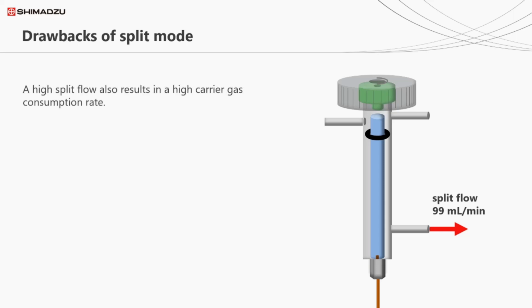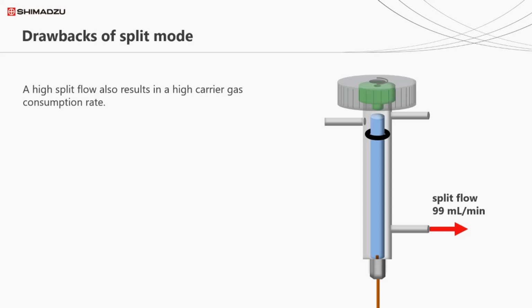Firstly, we've introduced another outlet to our system. It's hard to justify a consumption rate of over 100 mL a minute when only 1% of this is actually making it down the column. This is especially true if the carrier gas is helium, given its high price and dwindling supply. Fortunately, there is a fairly simple fix, and we'll discuss carrier gas saver in a few slides' time.